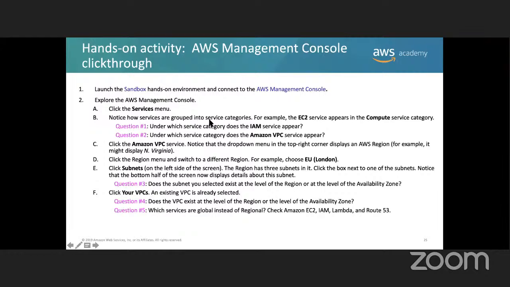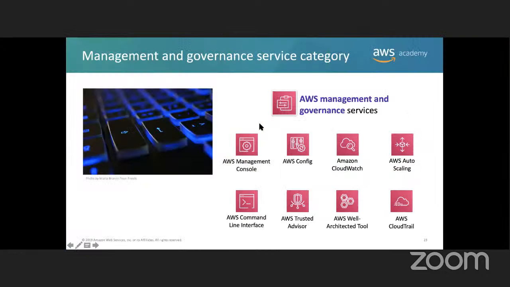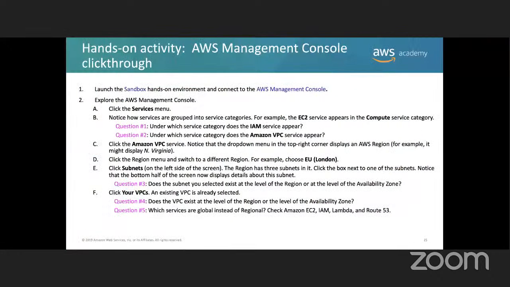Notice how services are grouped into service categories. For example, EC2 service appears in the compute service category. Question 1, under which category does the IAM service appear? Just go to your account, and just try to find that in the service section. Okay. So there are going to be questions for that.